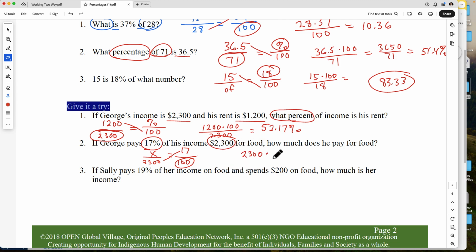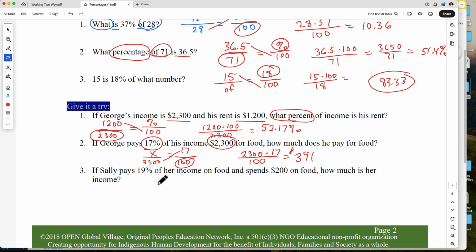So 2,300 times 17% over 100 gives us how much he is spending on food. How much? 391. Oh, geez, that's a lot of money. I don't know. Probably spending twice that now, right? Because with inflation, 391. So there we go. Does that make sense? How's this working with setup?